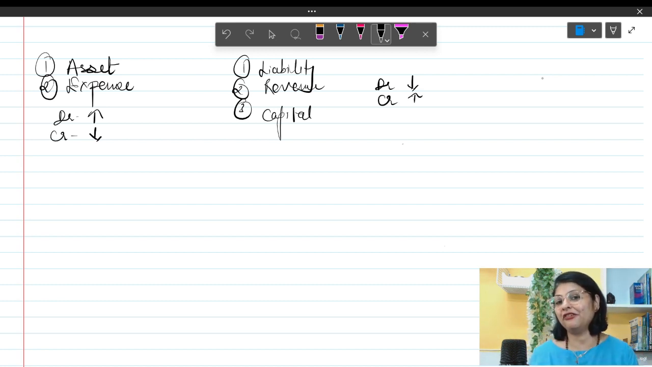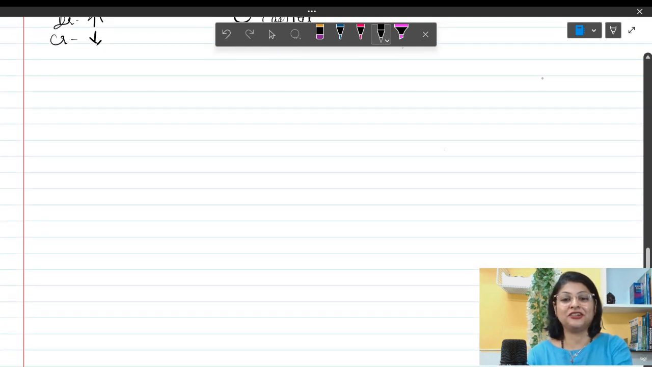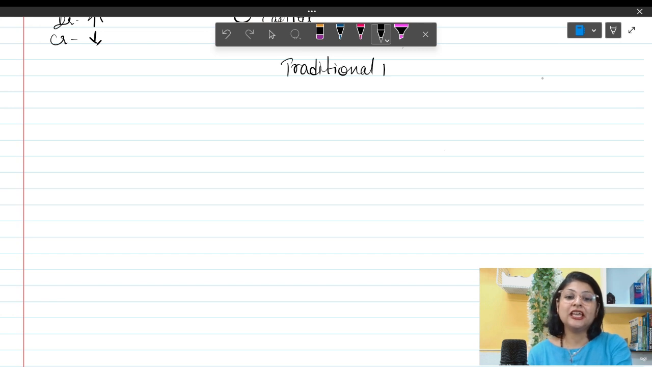This is a more scientific way of classifying the accounts, but there is one traditional way also. The traditional way is not used so much, so only for introduction purposes I am teaching you today, because in your multiple choice questions and in any other form this may be asked. But while passing the journal entries I will not be using this method at all. I will stick to this modern classification where there are 5 types of accounts. So what is the classification as per the traditional method? The traditional method says that there are only 3 types of account.